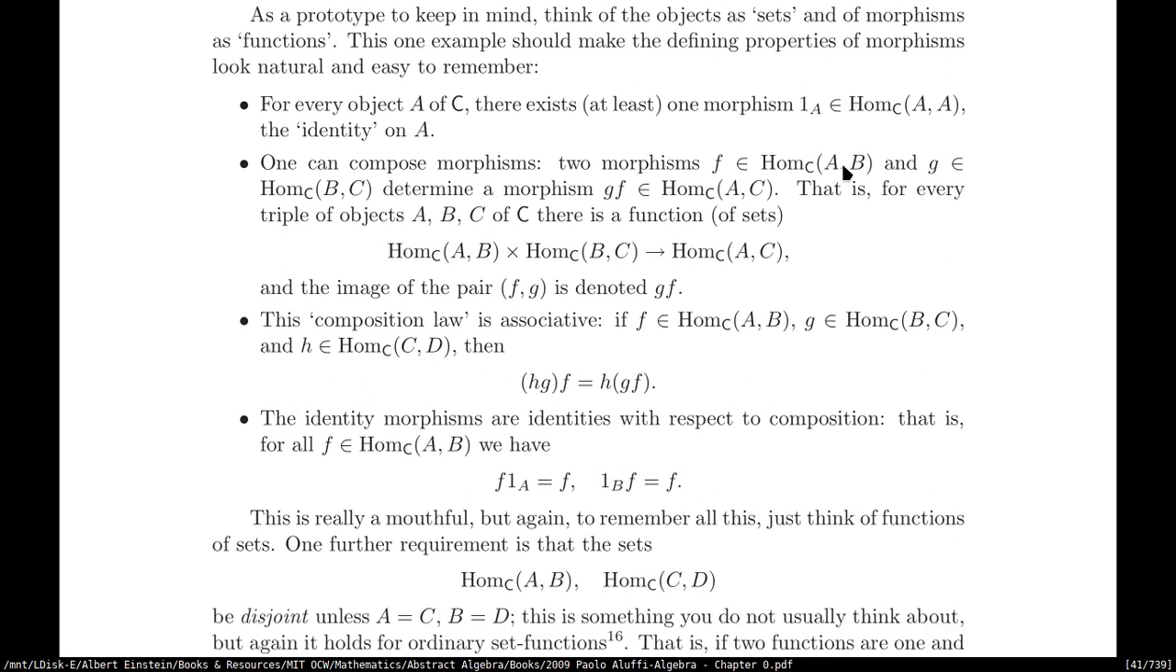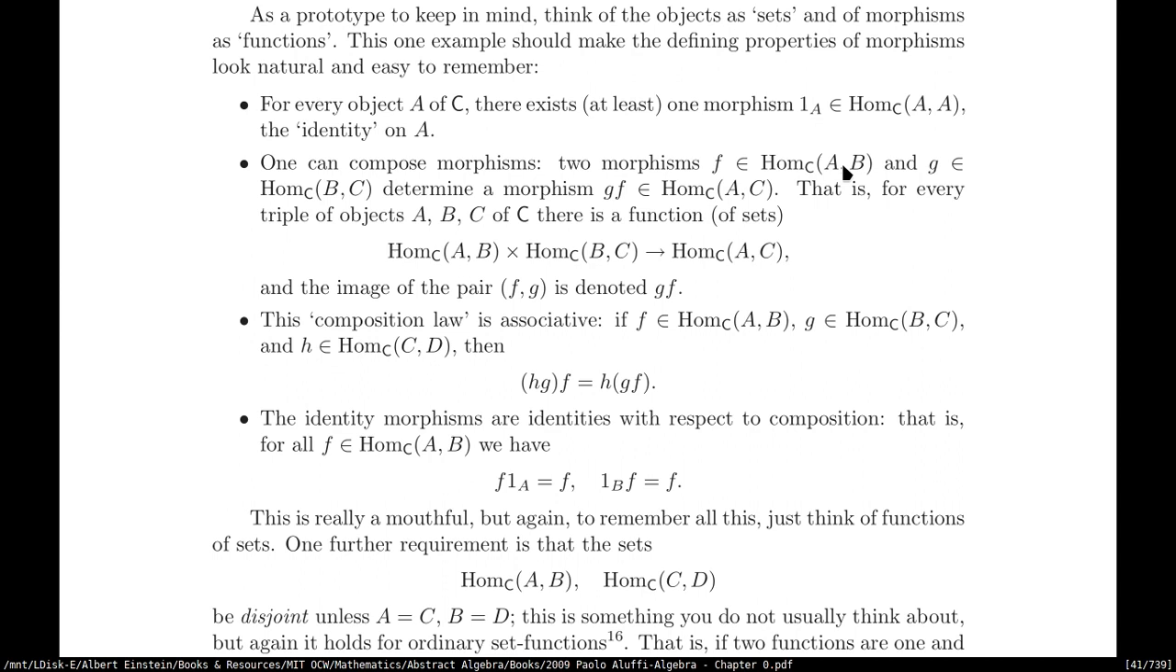The second axiom is about composing morphisms. Just like we saw before, composing functions, you can compose morphisms. If you have two morphisms, say f, which goes from A to B, and g, which goes from B to C, then we can have a morphism gf, which goes from A to C. This is how you compose morphisms, just like we did in functions.